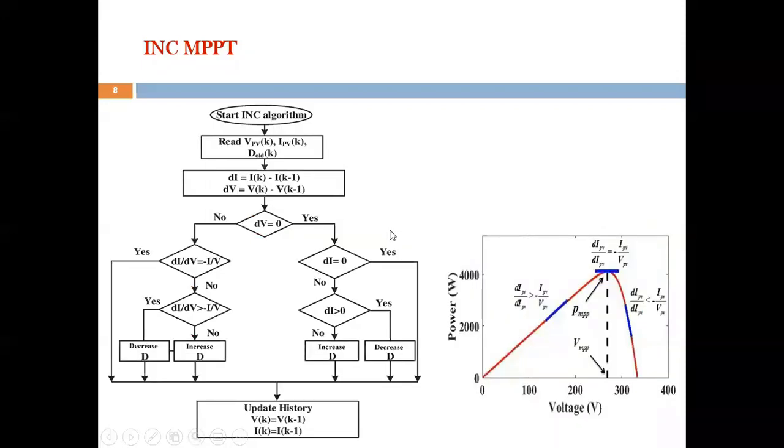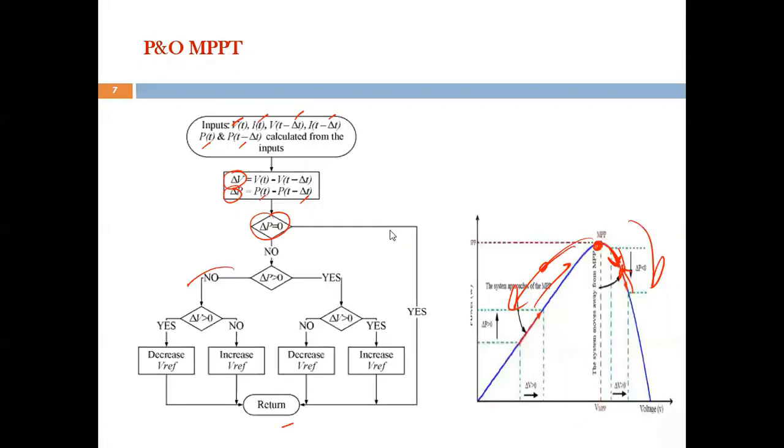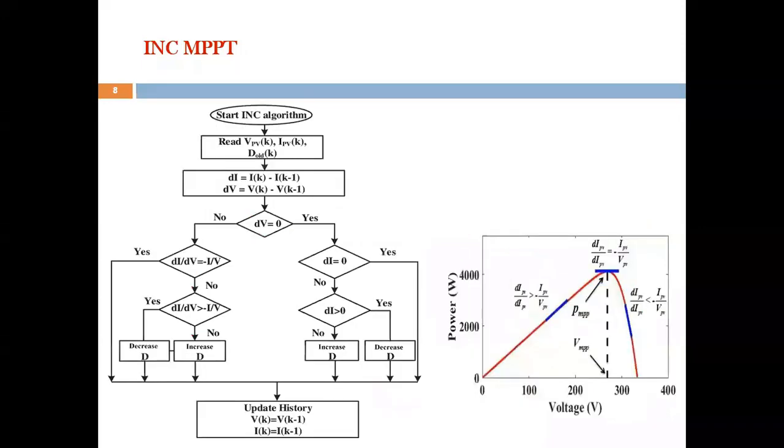Earlier, in P and O, we calculated the powers. If the change in power is 0, that means it is at the maximum value. If power is less than 0 or greater than 0, based on voltage, either we are increasing V reference or reducing the V reference. This is called the P and O method.